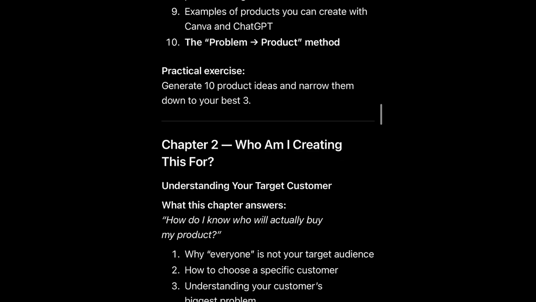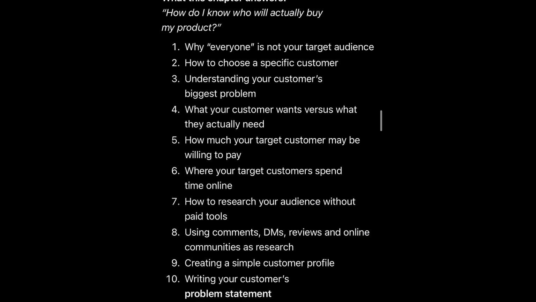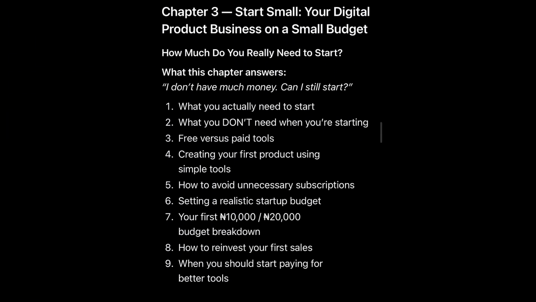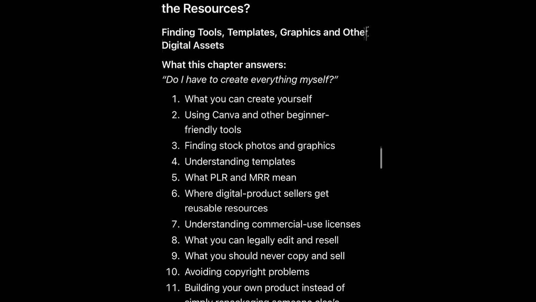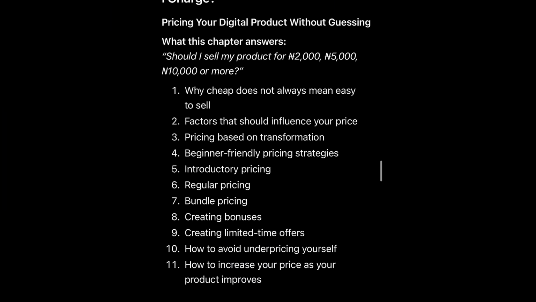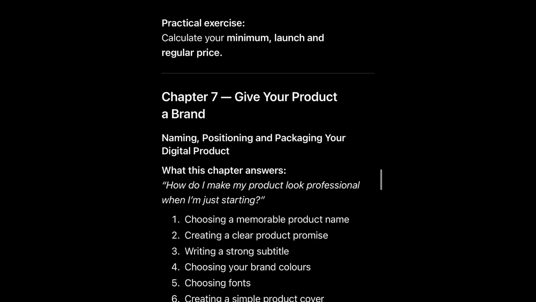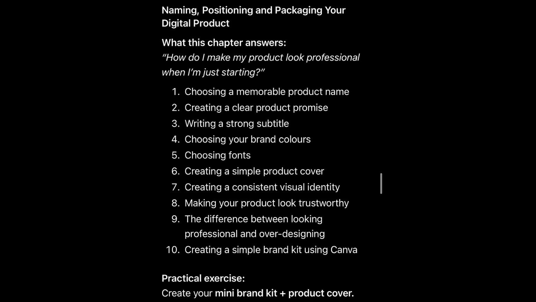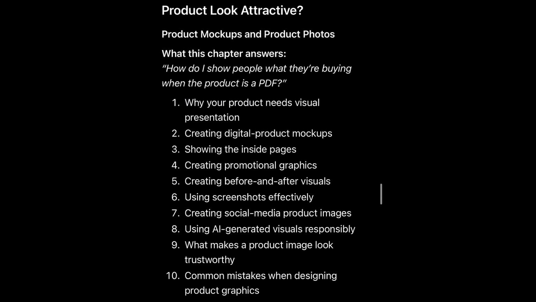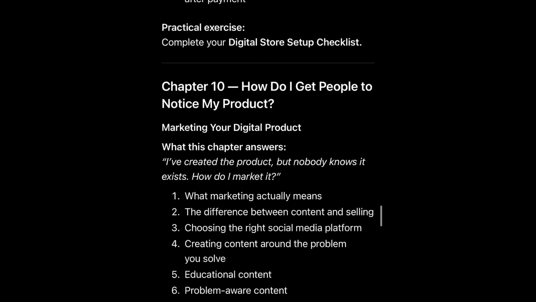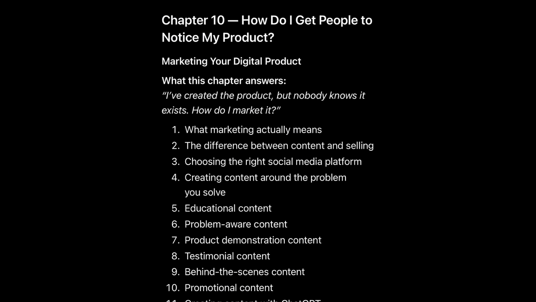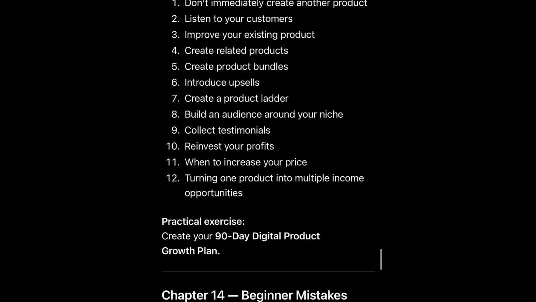Okay, now you can see that it's giving us chapter 1, what you will sell. Chapter 2, who am I creating this for? Chapter 3, start small, your digital product business on a small budget. Then chapter 4, create the products. Chapter 5, where do I get the resources? Chapter 6, how much should I charge? Chapter 7, give your product a brand. And chapter 8, how do I make my product look attractive? Chapter 9, set up your digital store. And chapter 10, how do I get people to notice my product?